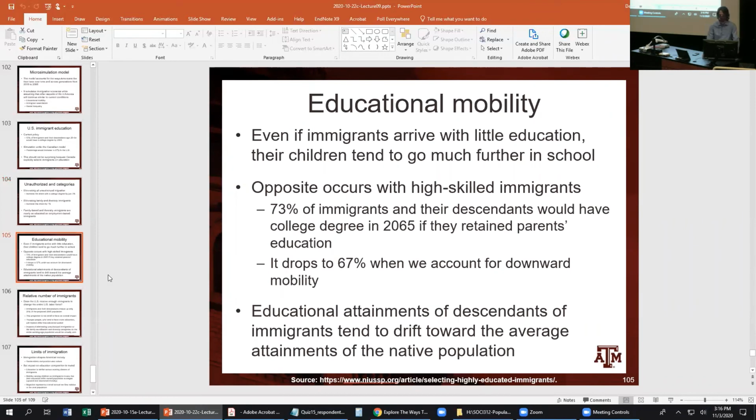And overall, what is emphasized in this analysis is that immigrants, first generation, those that are born outside and come to the US, might arrive with lower education than the US-born population. But children of immigrants, second generation, those that are born in the US to parents born outside, tend to improve their education. Education attainment of descendants tends to move towards the average attainment of the native population. So even if first generation immigrants on average have lower education attainment, their children will improve it.